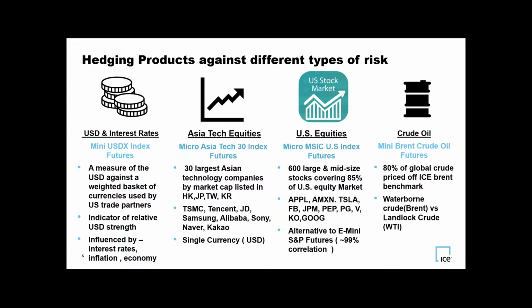Let's say you have exposure to US equities, and I think mostly people do. You can look at our micro MSCI US index. This US index comprises 600 large to mid-sized stocks in the US, covering about 85% of it. The Amazons, the Apple, the Tesla, the Facebooks, the Googles, they're all there. So this is an alternative to E-mini S&P, which is a very popular product, and it is about 99% correlated.